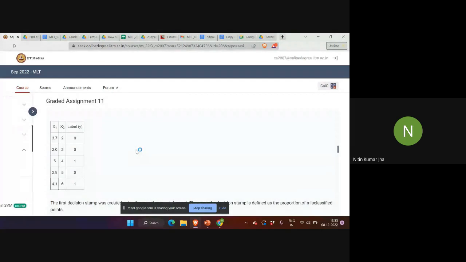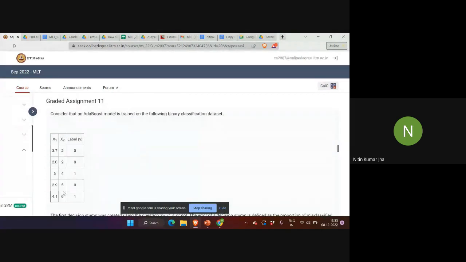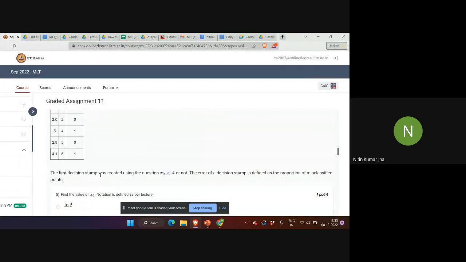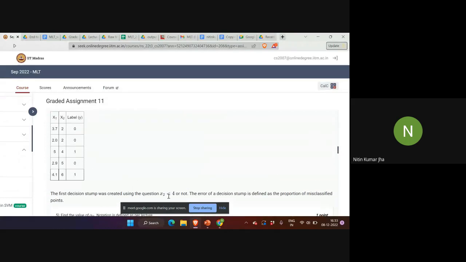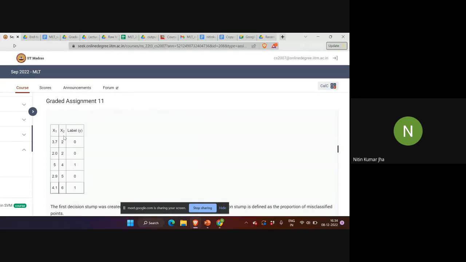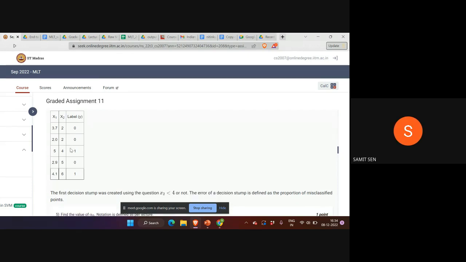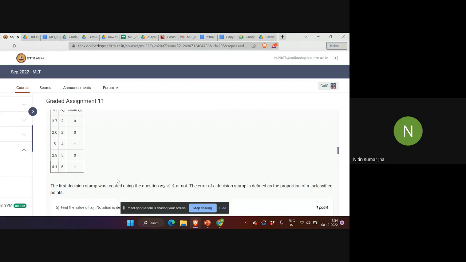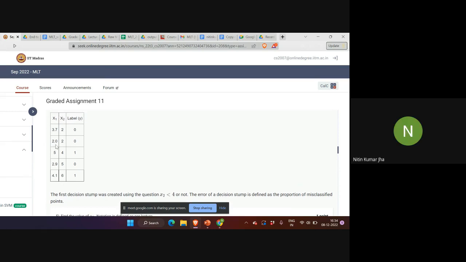Okay, so in this question, you have been given this data set, and it is mentioned that you have to split the data set to create the decision stump according to this question: is x2 less than 4 or not? So you have to check whether x2 is less than 4 or not. So these 2 points go into the left child, and these 3 will go into the right child, right? So what will be the prediction in the left node? Majority class. No, it's strictly less than 4. So x2 less than 4 will go to the left child, and x2 greater than or equal to 4 will go to the right child. Correct. Okay, so these 2 will go into the left child.